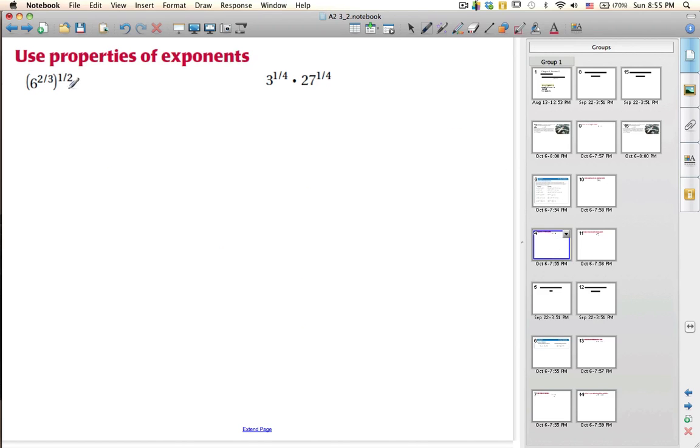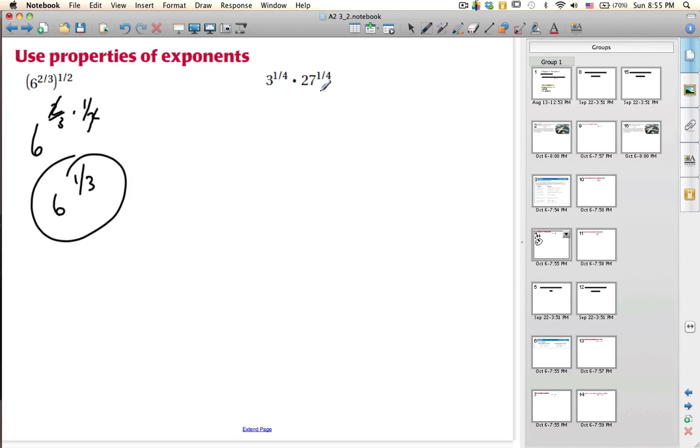If I take a power to a higher power, I multiply the exponent. So I'll have 2/3 times 1/2. I would simplify before I multiply. So this is going to be 6 to the 1/3 power. Okay. This next one is a little different because they're not the same base, right? So if I would normally want to multiply these together with the same base, I could add the exponents.